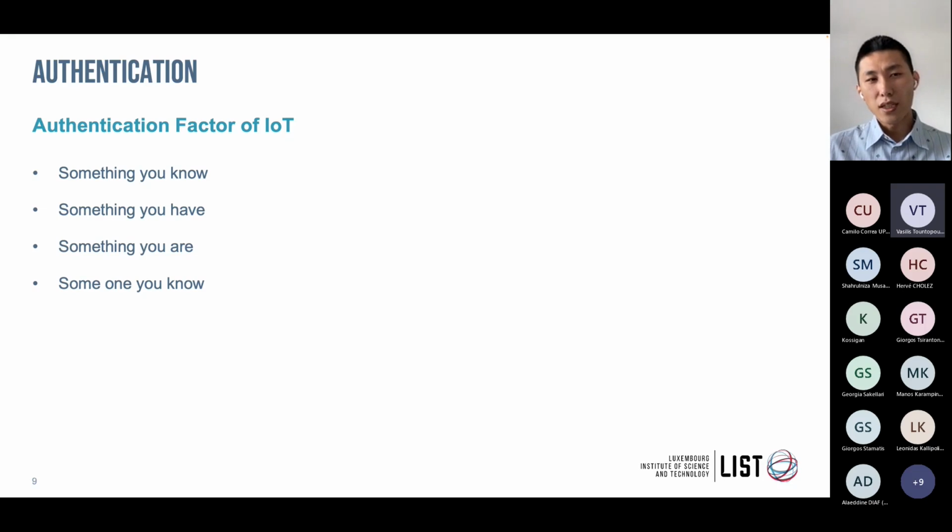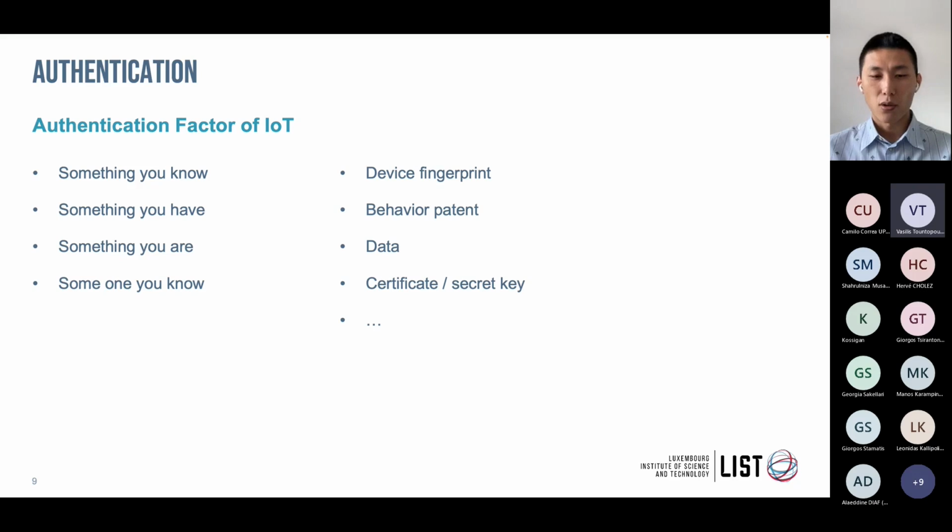Okay, now what are the authentication factors for the IoT scenario? Well, it's the same. I mean, it's the same categories as the general case. We also have 4 categories: something you know, something you have, something you are, and someone you know. But in some IoT scenarios we don't have human beings involved, there's only the IoT device and the server communicating with each other, which is a common scenario in industrial IoT. So in that case, we can use the device fingerprint, which is the MAC address of the device, the IP address of the device, and also we can use the behavior patterns of the device.